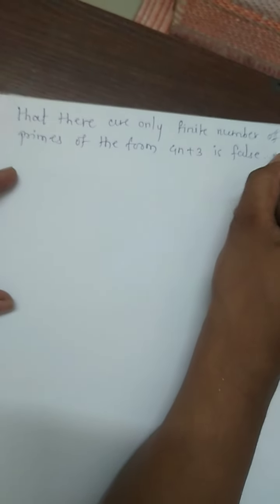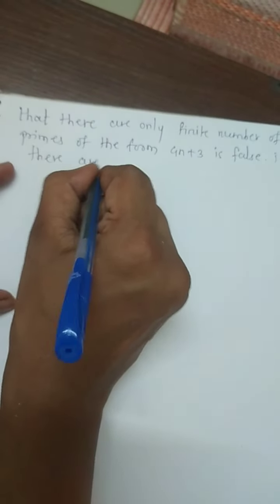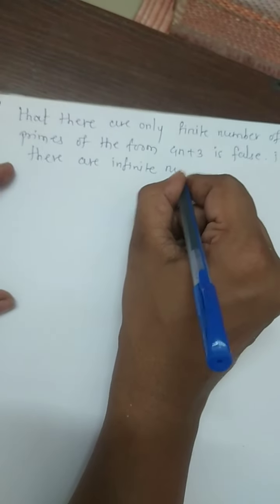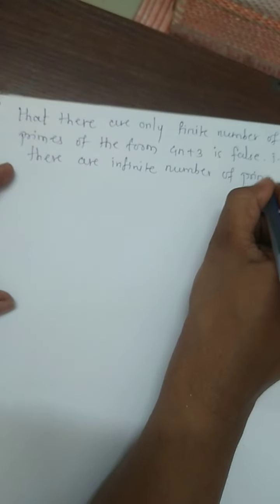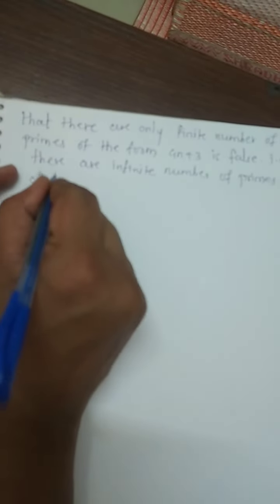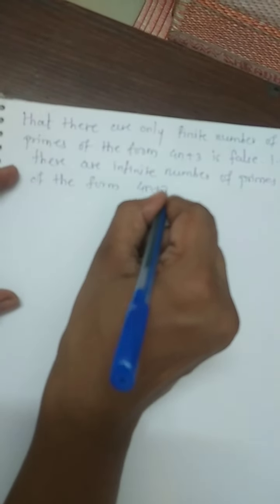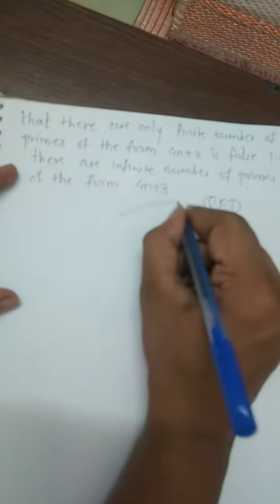That is, there are infinitely many primes of the form 4n plus 3, and here we end our proof.